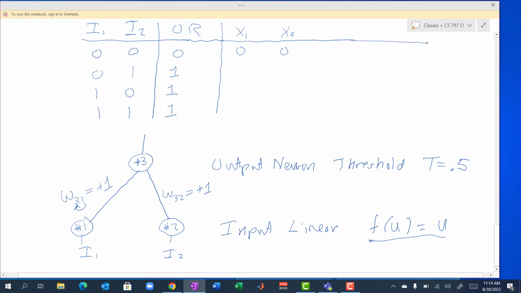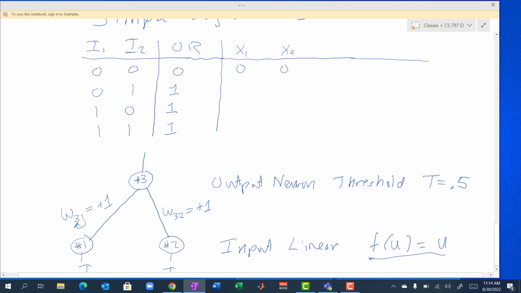Now for the third neuron, we need to do some calculations. It's going to take the 2 inputs coming into it and add them up to create the net input U3. Let's see if I can make that 3 better. There we go. And then we're going to apply the activation function to calculate x3.